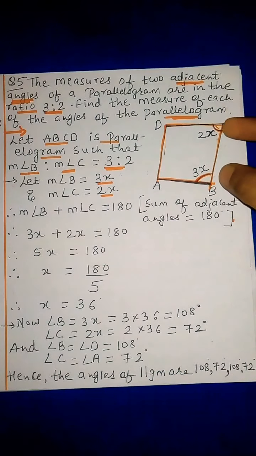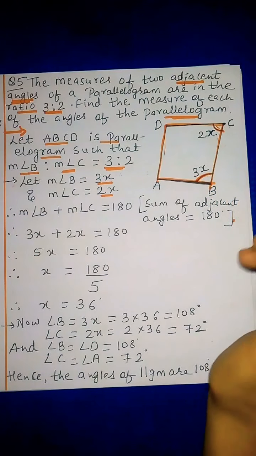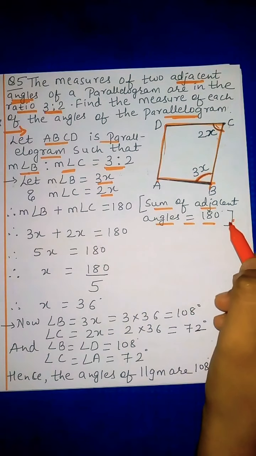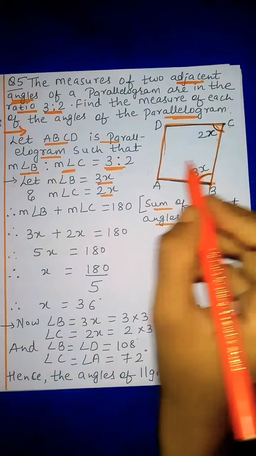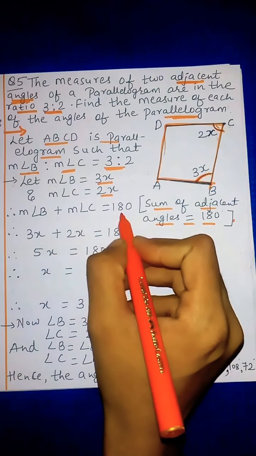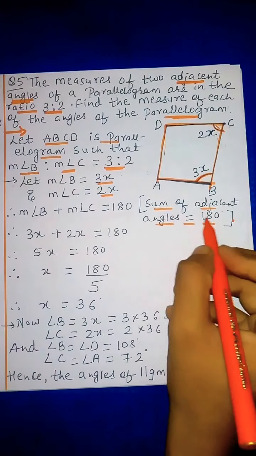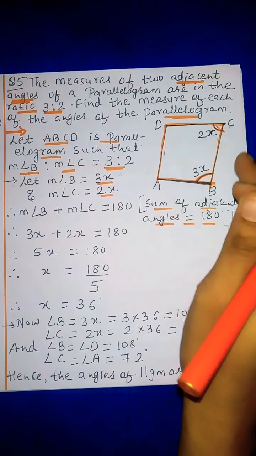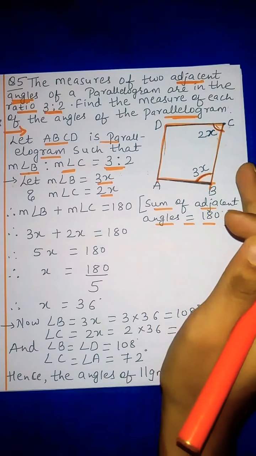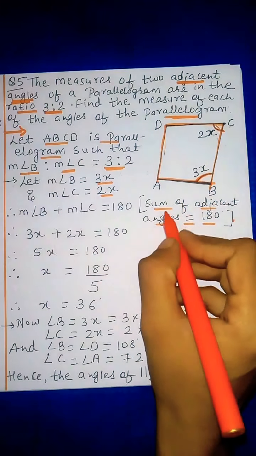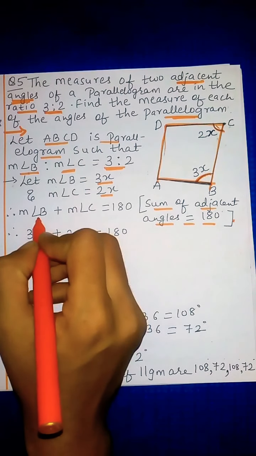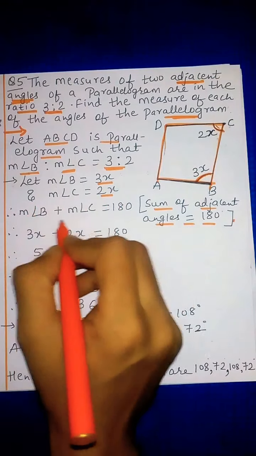Now these both are adjacent angles. So we will use the property for adjacent angles, and we know that the sum of adjacent angles is always equal to 180 degrees. So we will add these both. So measure angle B plus measure angle C equal to 180 degrees. The reason you have to write here in the bracket: sum of adjacent angles of a parallelogram. This figure is a parallelogram, so we are using the property of a parallelogram. The total of adjacent angles is equal to 180.